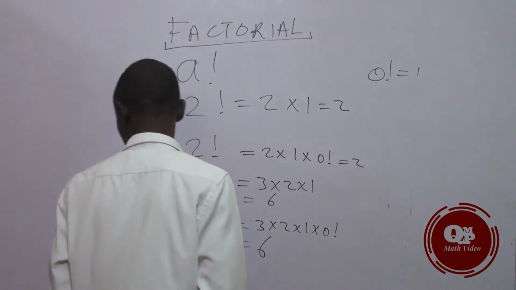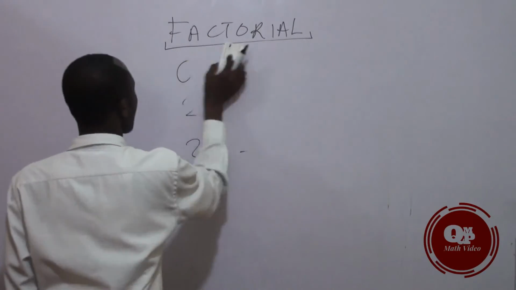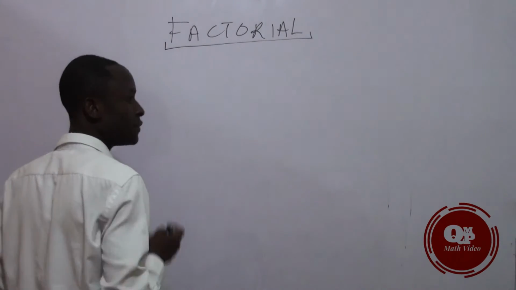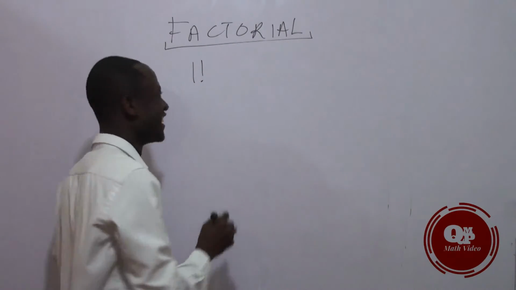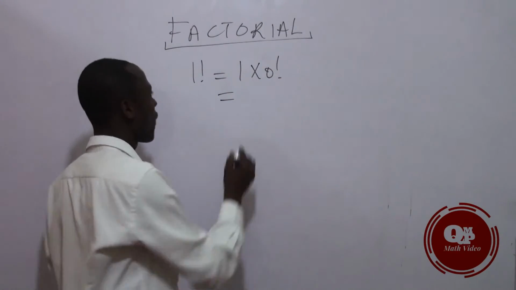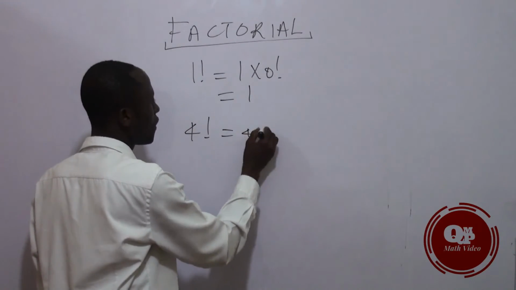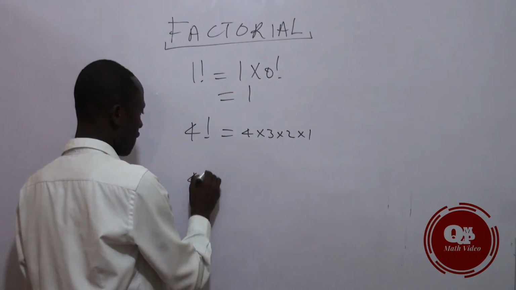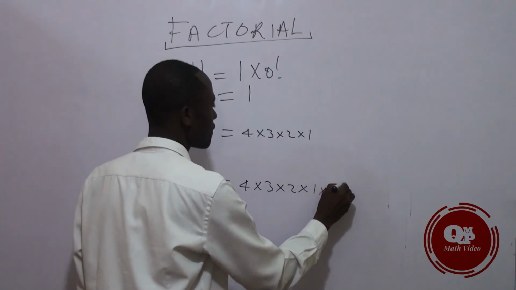Let me give you more examples. What is 1 factorial? That is 1 times 0 factorial. And it is a 1. Well, what is 4 factorial? That is 4 times 3 times 2 times 1. Or 4 factorial is equal to 4 times 3 times 2 times 1 times 0 factorial.